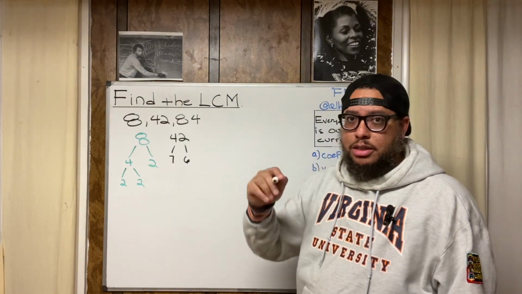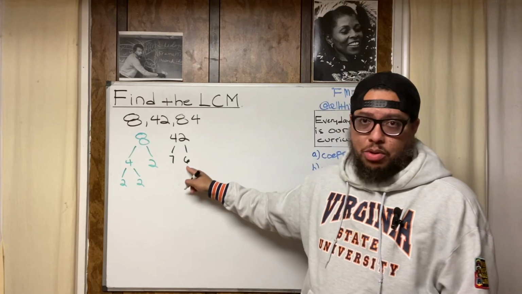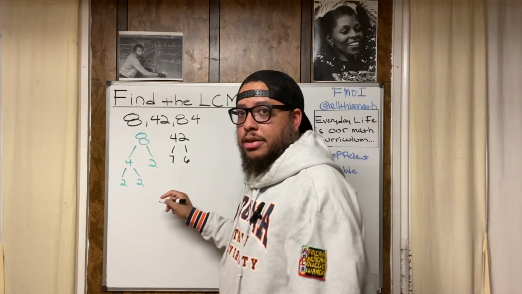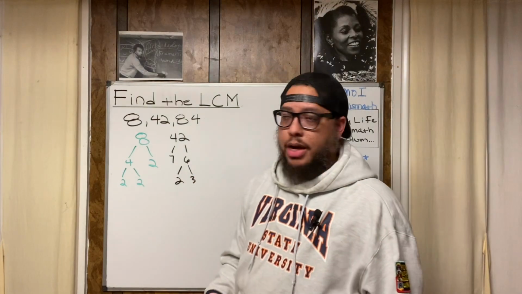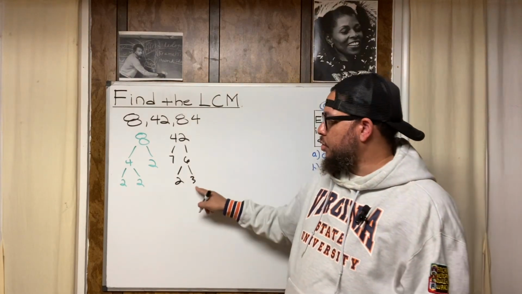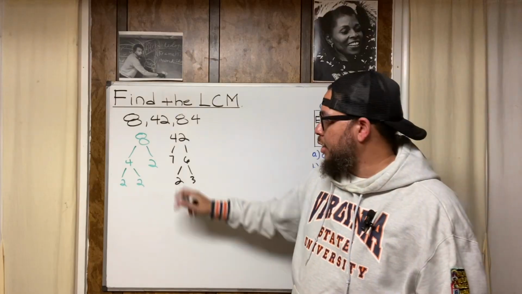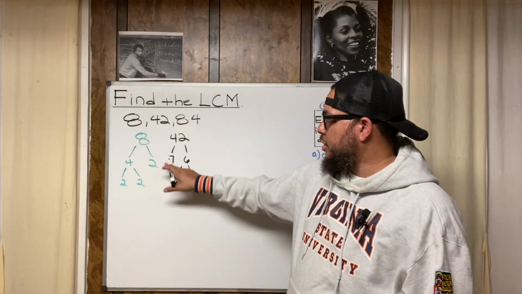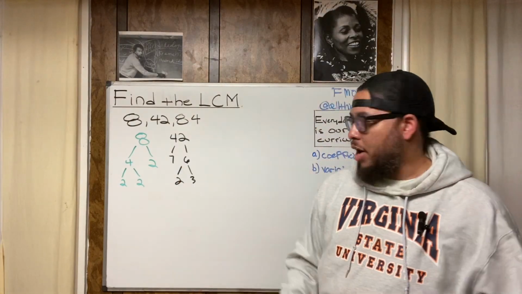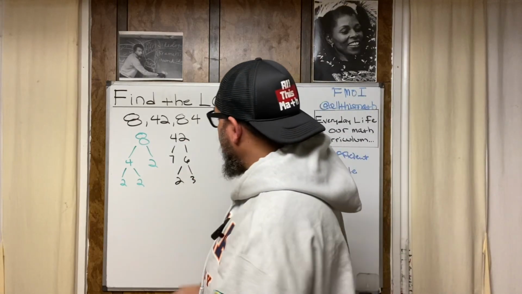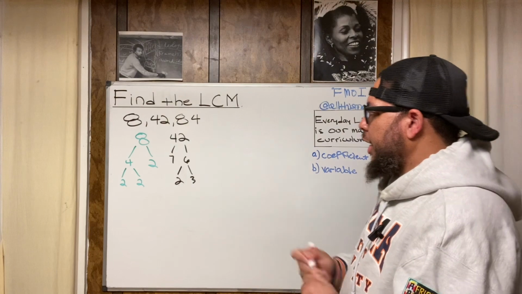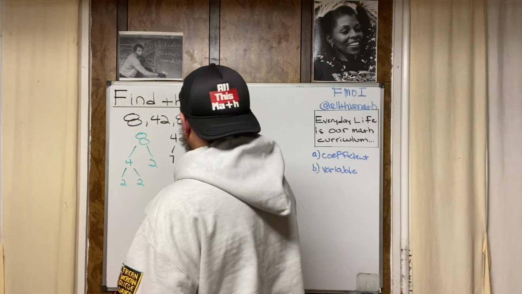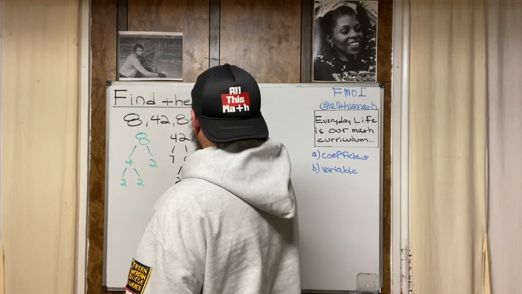But the 6 is composite, so we can decompose the 6 into 2 times 3. Now 2 and 3 are both prime numbers, so now 42 is done. I got 7, 2, and 3, all prime numbers. Now, let's go to 84.